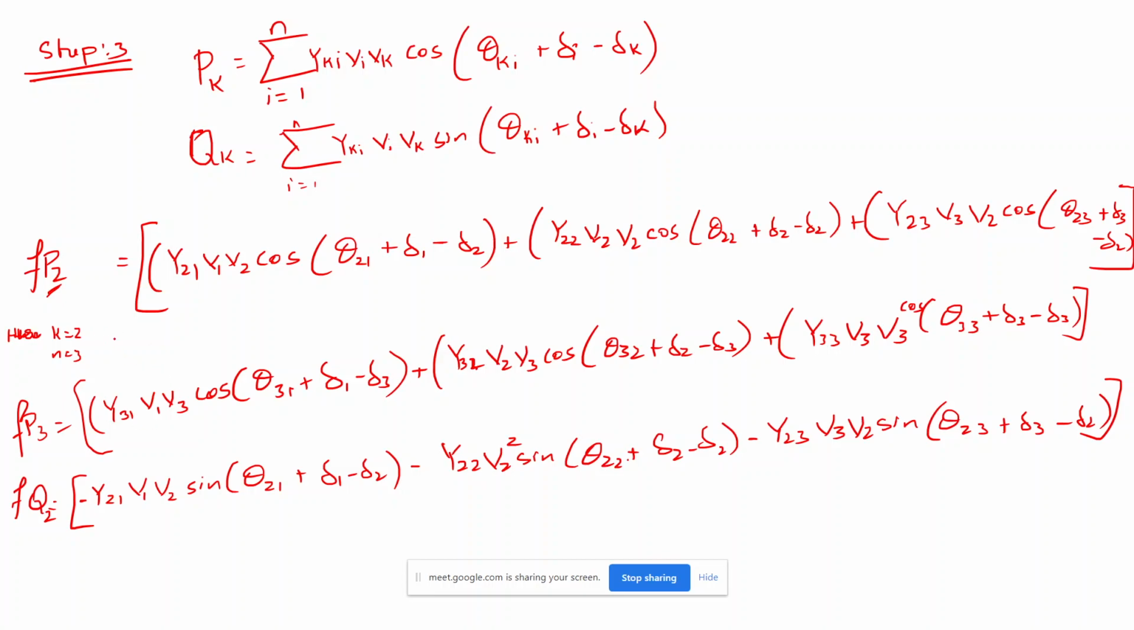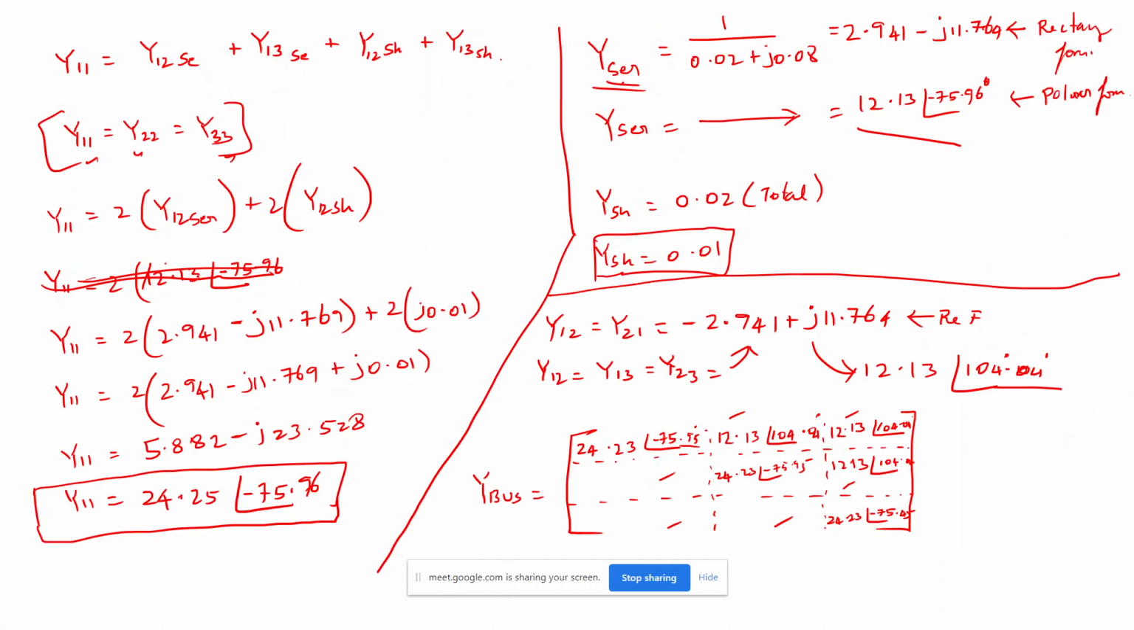Can we write the values here only for simplification? I will fill in the values for P2. I hope you have written the values. What is y21? What is y21 value? Minus 2.741 plus j 11.76. That is y21, right?